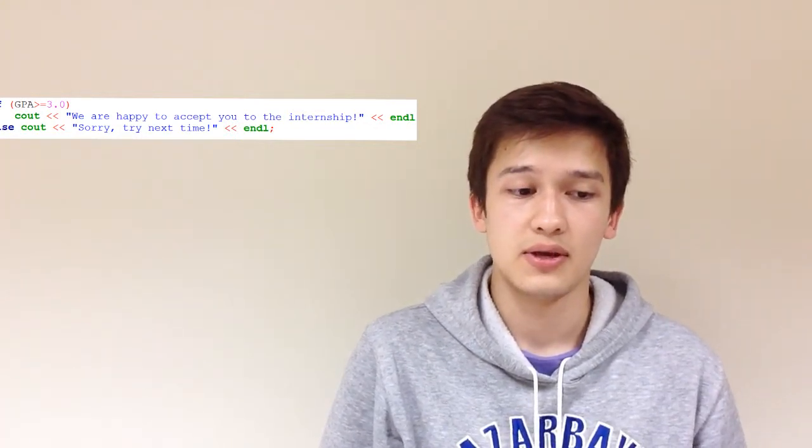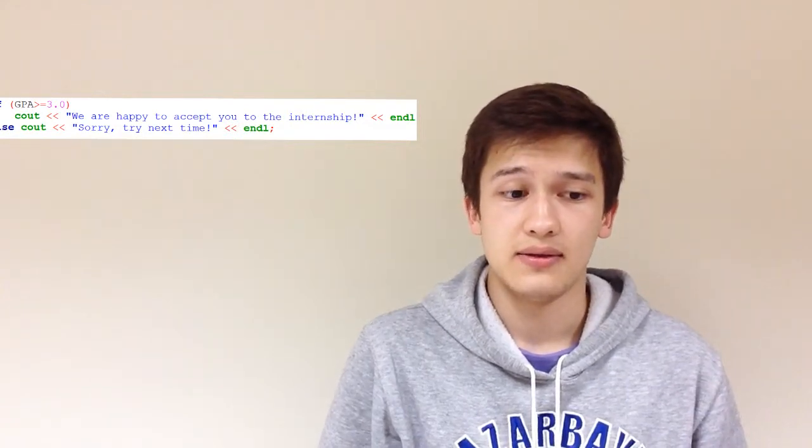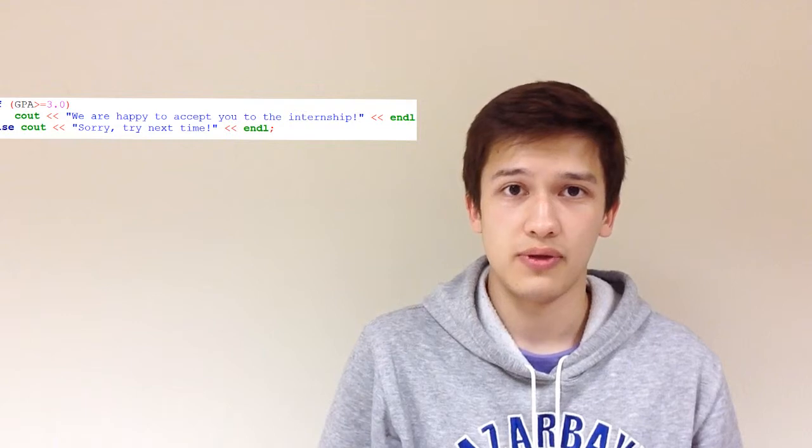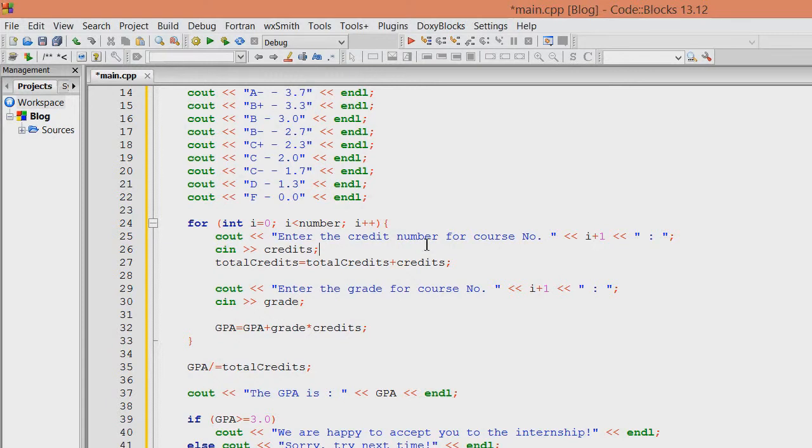In another case, we have the word else, which is responsible for any other case. And in this case, if your GPA is lower than 3.0, it will output "sorry, try next year." Every program in C++ should have the phrase return 0 at its end. If the program was implemented without mistakes, it will return 0 to the computer, which will mean that the program was implemented successfully.